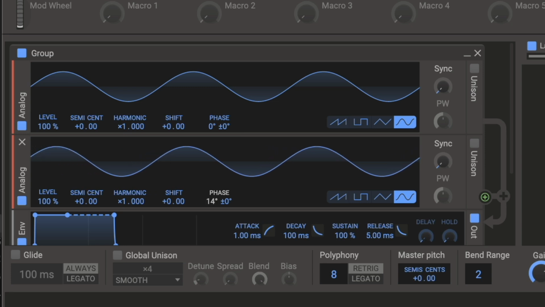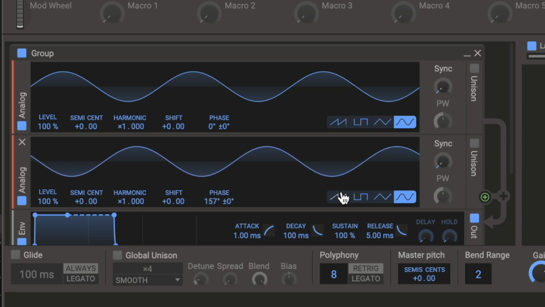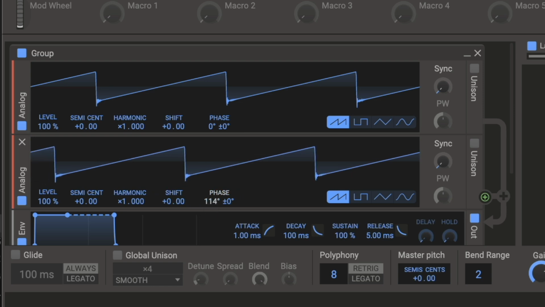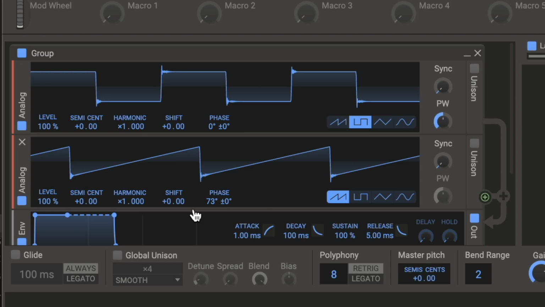Once you develop a skill set in sound design with synthesizers, you will find that phase is a great tool to use for shaping sounds. This is why we have the option for setting phase in synthesizers. Phase Plant's analog oscillators have this option.